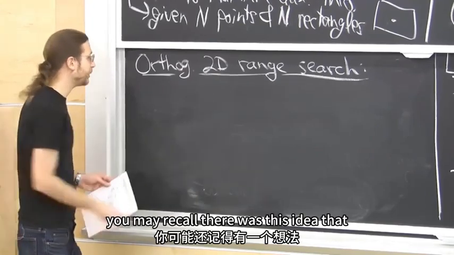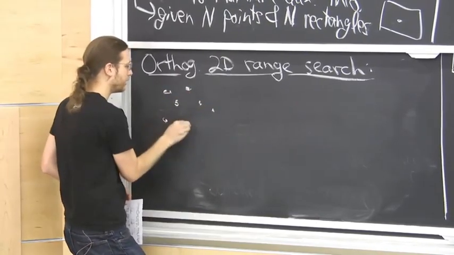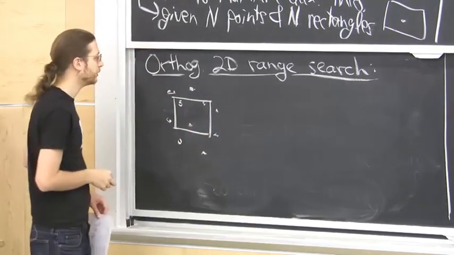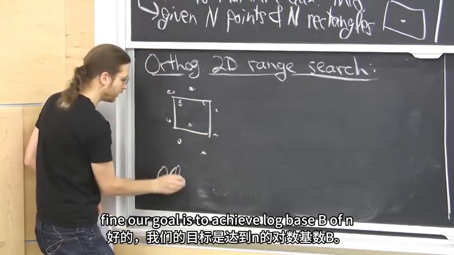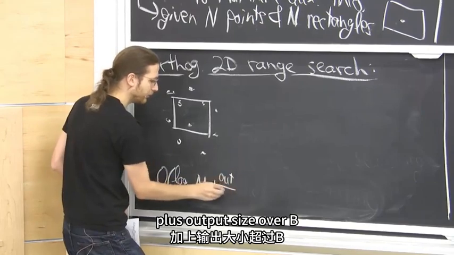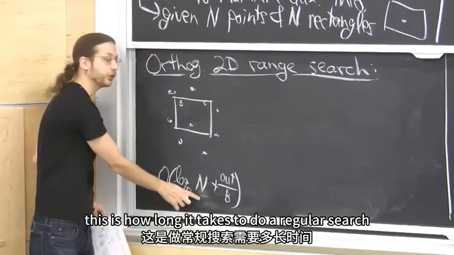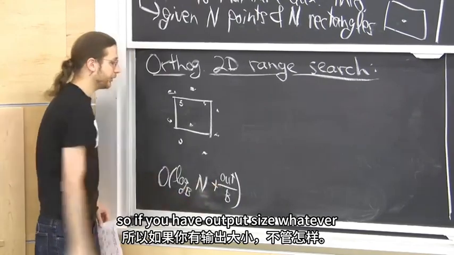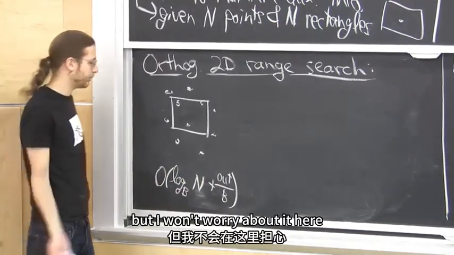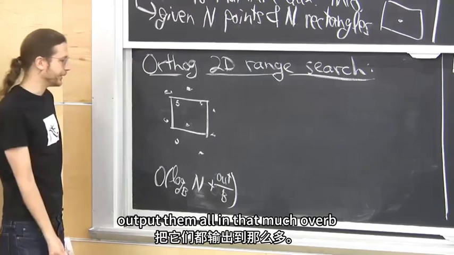In particular, regular 2D range searching is: I give you a rectangle, give me all the points in the rectangle. Our goal is to achieve log base B of N plus output size over B. That's the new optimal bound. This is how long it takes to do a regular search in one dimension. We'll probably be able to do range counting, but I won't worry about it here. We'll just think about range reporting. If there's this many points, output them all in that much over B.